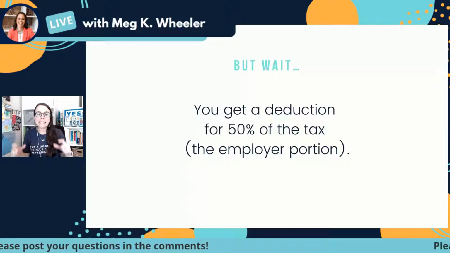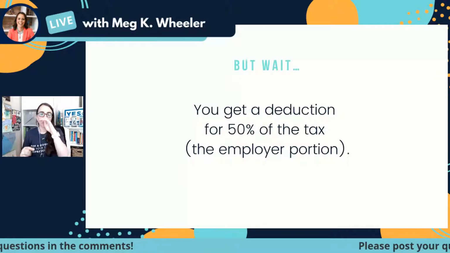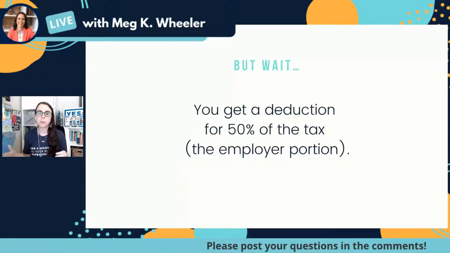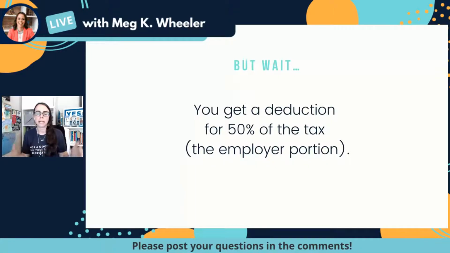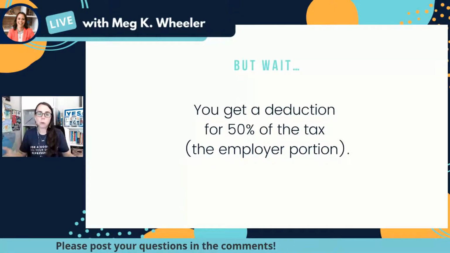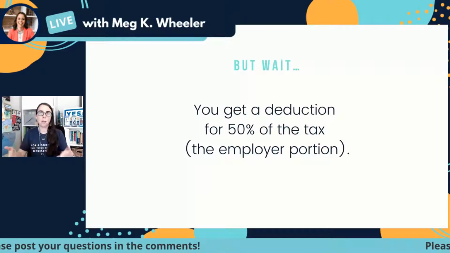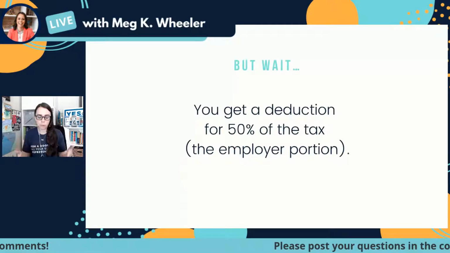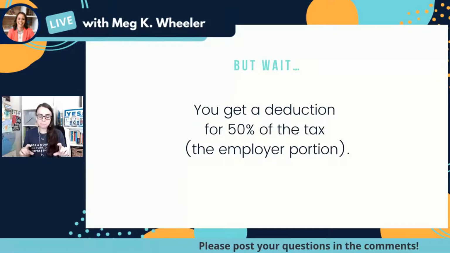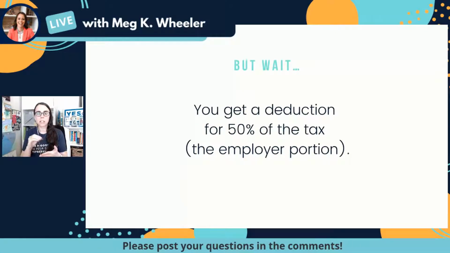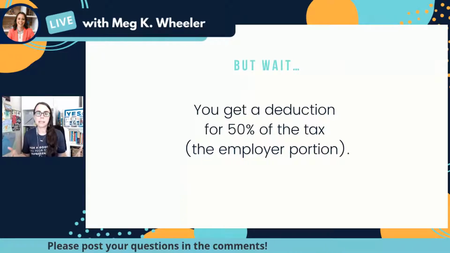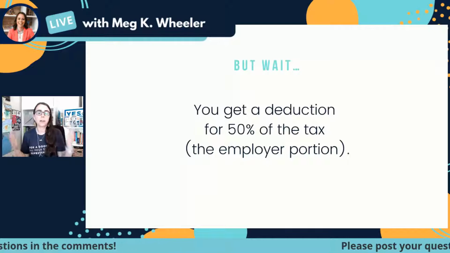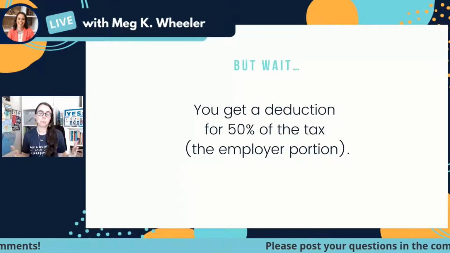Now, that deduction comes off of your collective income on your tax return. So you don't need to put this deduction into your accounting system or anything like that. When you or your accountant goes to file your tax returns, on page 1 of your Form 1040, your personal tax return, kind of at the bottom, that number will actually get added in there. It's an adjustment to income. It reduces your income by that deduction amount. So that is the good news. You get a deduction for 50% of the tax.